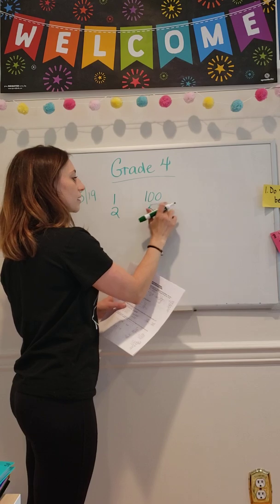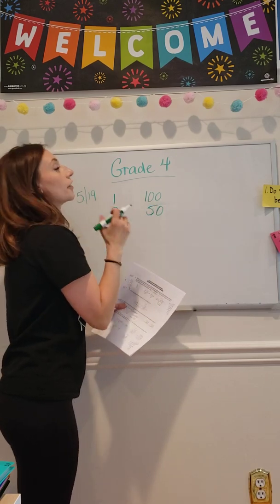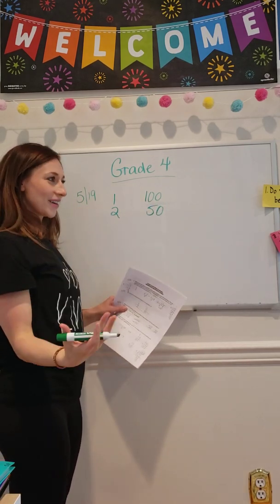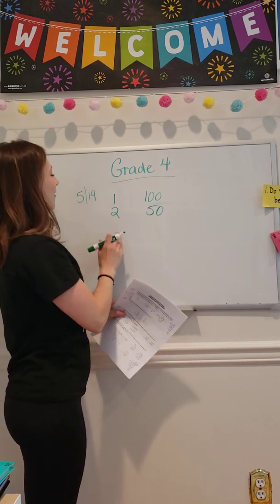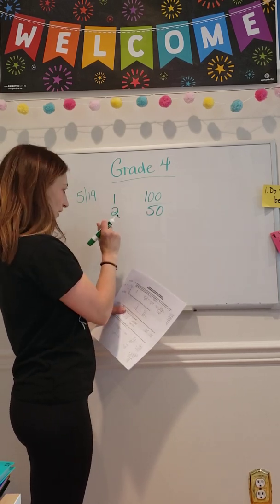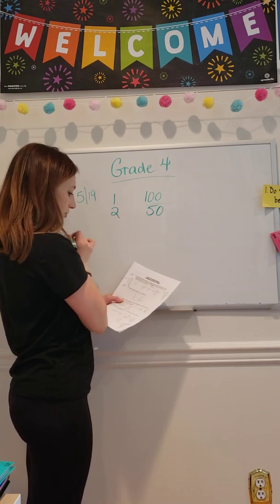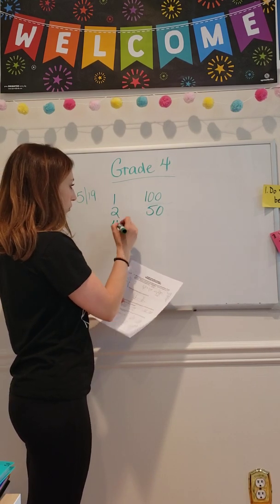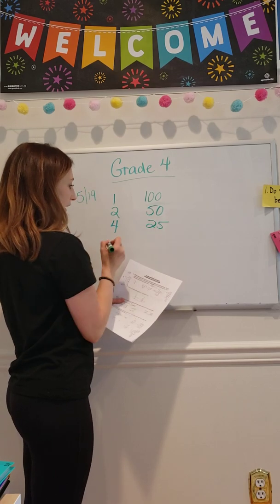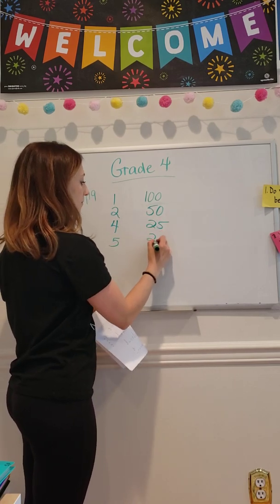Actually, I lied. I said multiples. That's not the correct term. Two numbers that multiply to make 100 would be called factors. Factors of a number. So 1 times 100, 2 times 50. 100 is not divisible by 3. So then I'm going to go to 4. 4 times 25. 5 times 20.